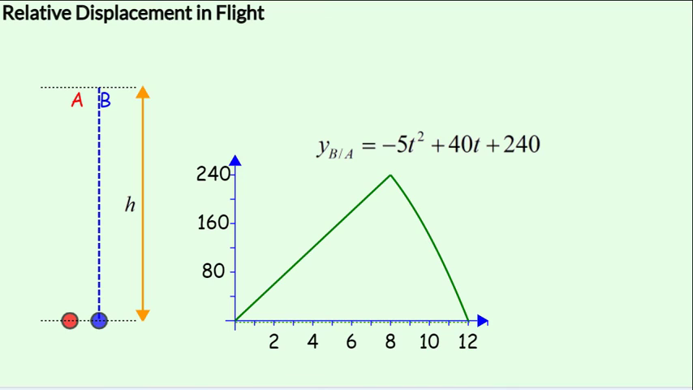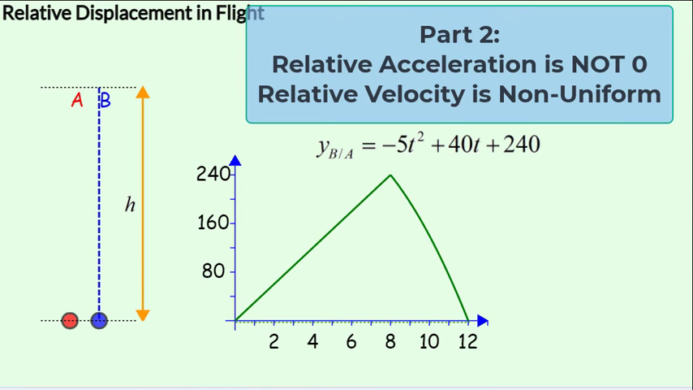For the first part, the relative velocity is uniform, as there is no relative acceleration, so the relative displacement graph would be a straight line. For the second part, it has a negative relative acceleration, so you can see a downward concave for the displacement time graph, so this is not a straight line. And when there is a relative acceleration, like in this part, the relative velocity will no longer remain uniform, and therefore the relative displacement graph will be a curved line.